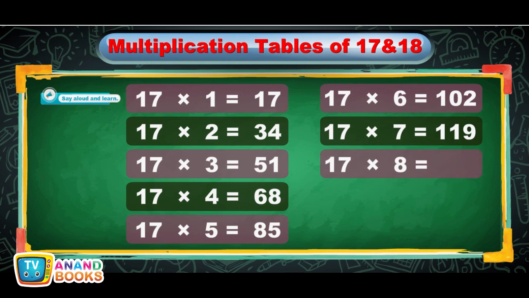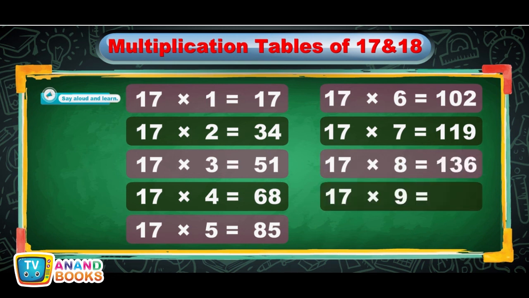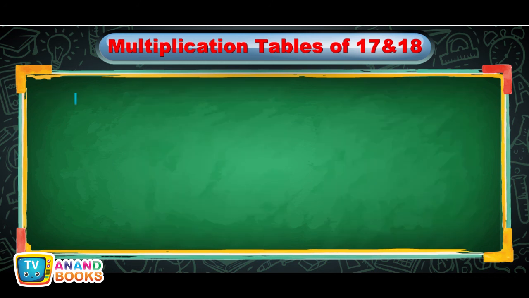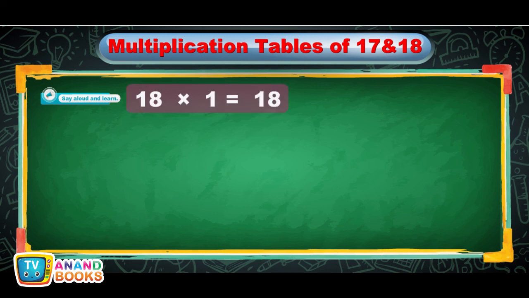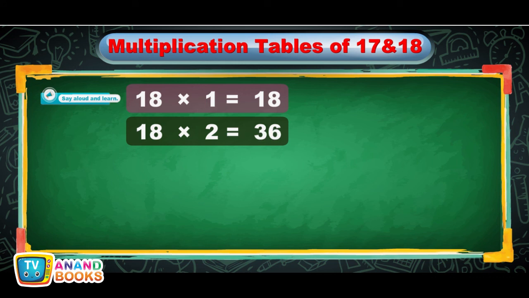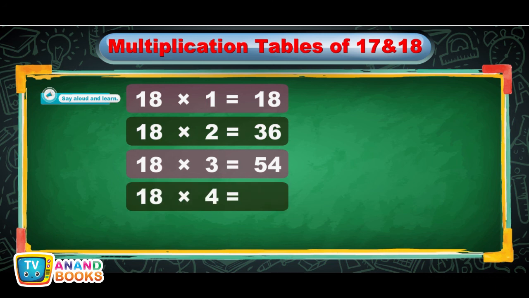17 eights are 136. 17 nines are 153. 17 tens are 170. Say aloud and learn. 18 ones are 18. 18 twos are 36. 18 threes are 54. 18 fours are 72.